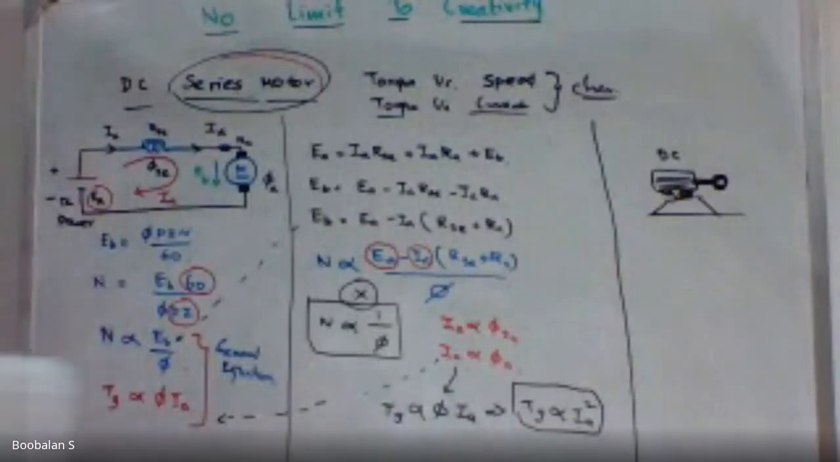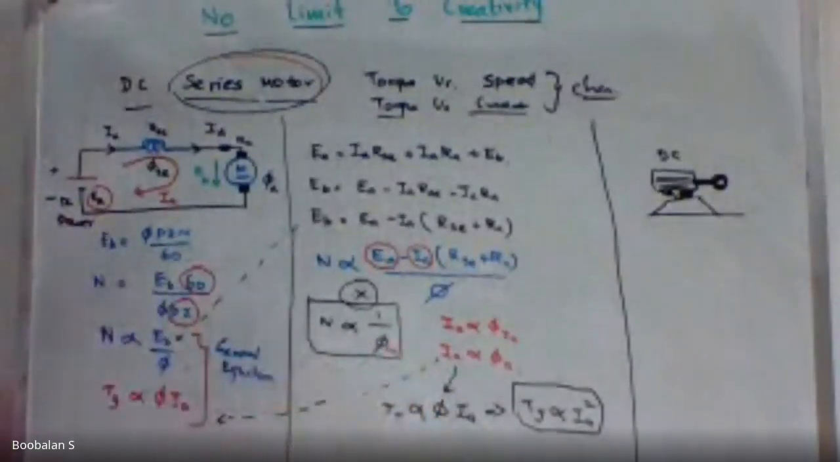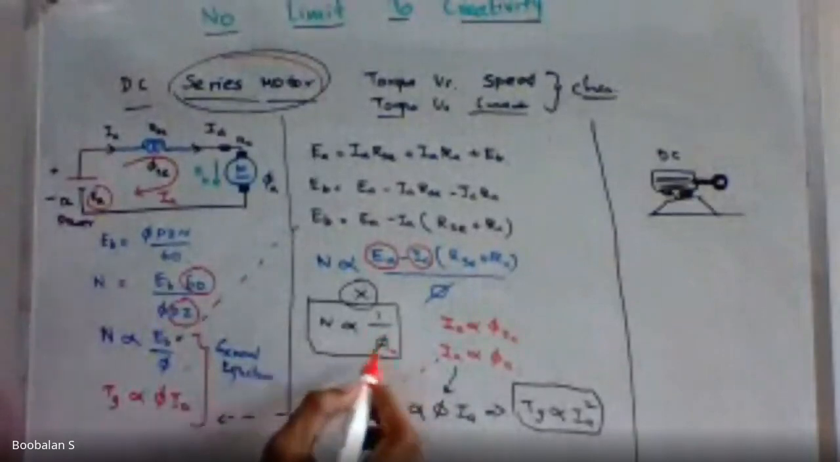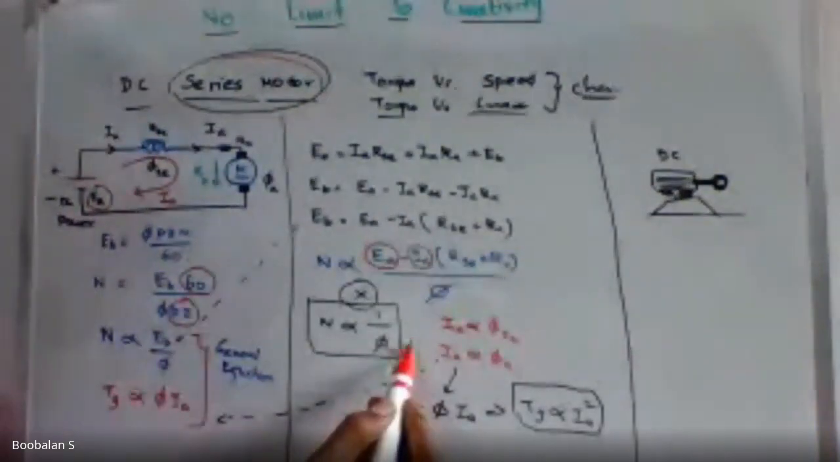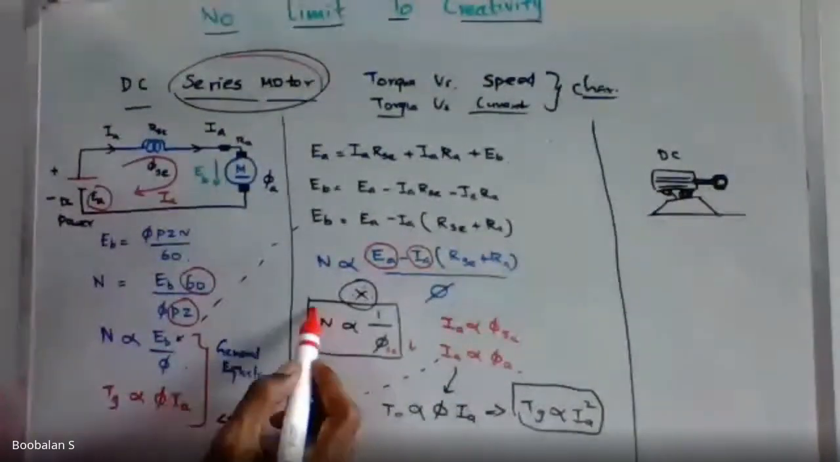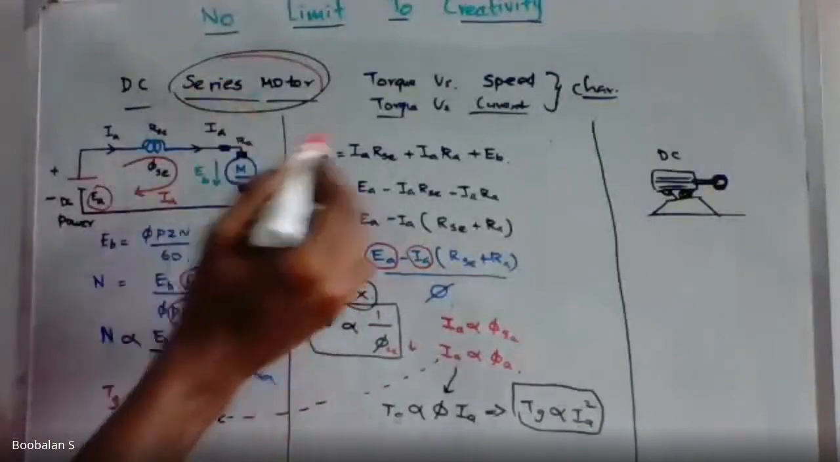Phi suffix S, that's called phi_SC. This is called my flux lines, so the stator coil flux lines. If the stator coil field flux is very low, the speed is very huge. This is the equation we got, right? The speed equation of N. We derived it like this, right?